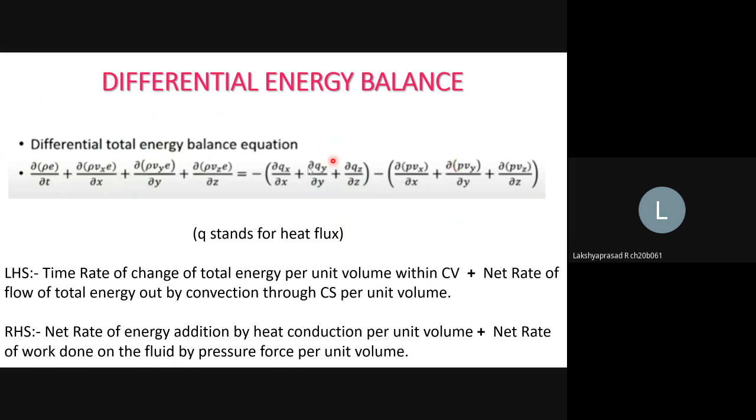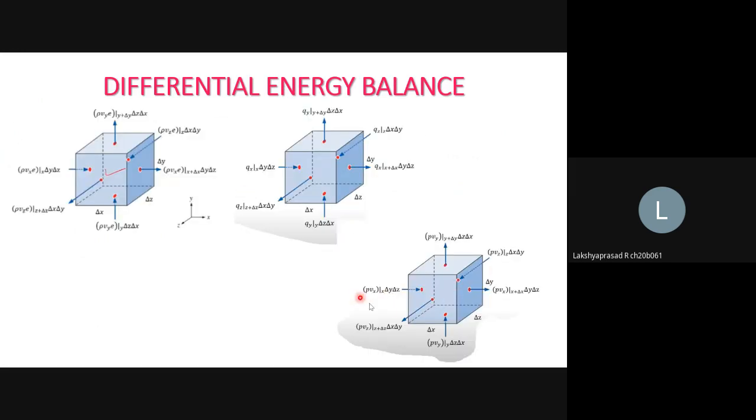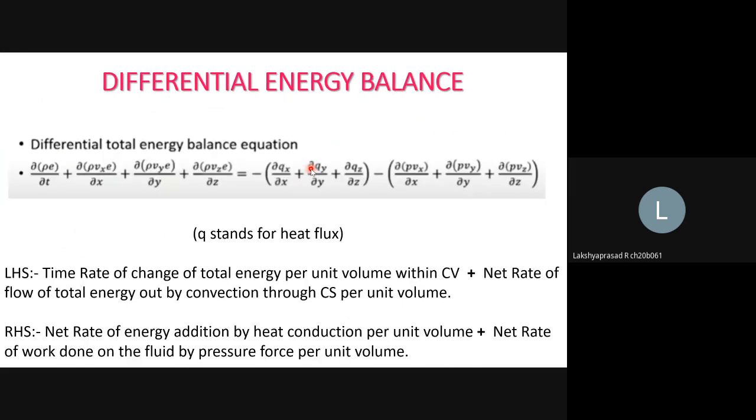And on the RHS, we have the heat transfer terms, so energy addition due to heat transfer. So heat conduction: negative dou by dou x of qx, dou by dou y of qy, dou by dou z of qz. Why negative? Because we know the sign convention is that whatever enters is positive, whatever leaves is negative. So it is as shown. And similarly for the pressure force, the net work done by the pressure force on the fluid in the control volume.